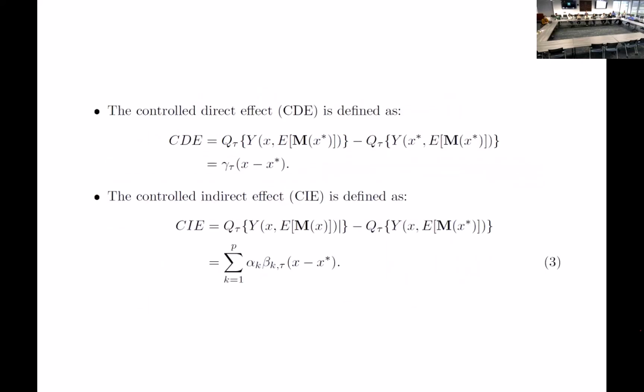Okay. So after we derive that, then we can easily get the controlled direct effect and the controlled indirect effect. So basically, we just use this Q tau. Here you see, we fix the mediator at X star, but then we study the difference between X and X star here, and this is the direct effect. And the indirect effect is where we fix the X the same, but then we change the mediator here as X and X star, and then we get this one. Okay, so this is our indirect effect.